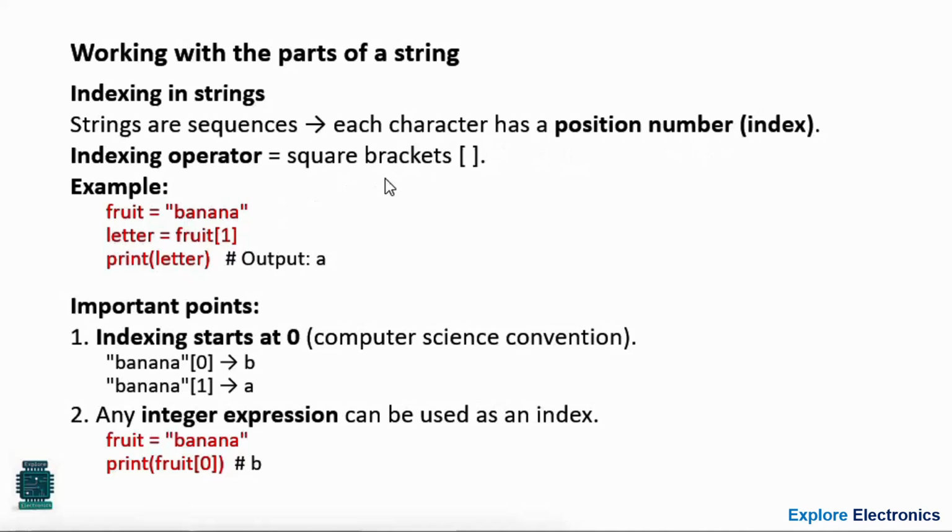And this position number is called the index. For example, fruit is equal to banana. If I take letter is equal to fruit of 1, this index starts from 0.